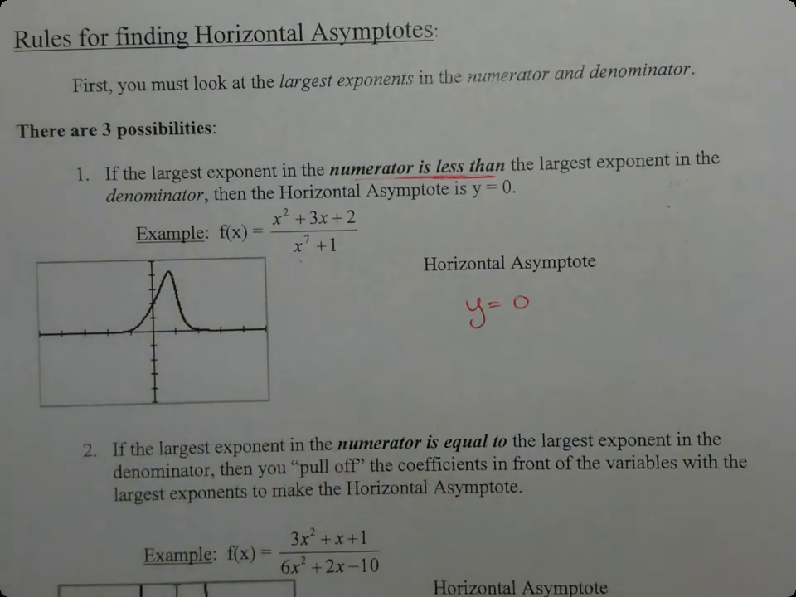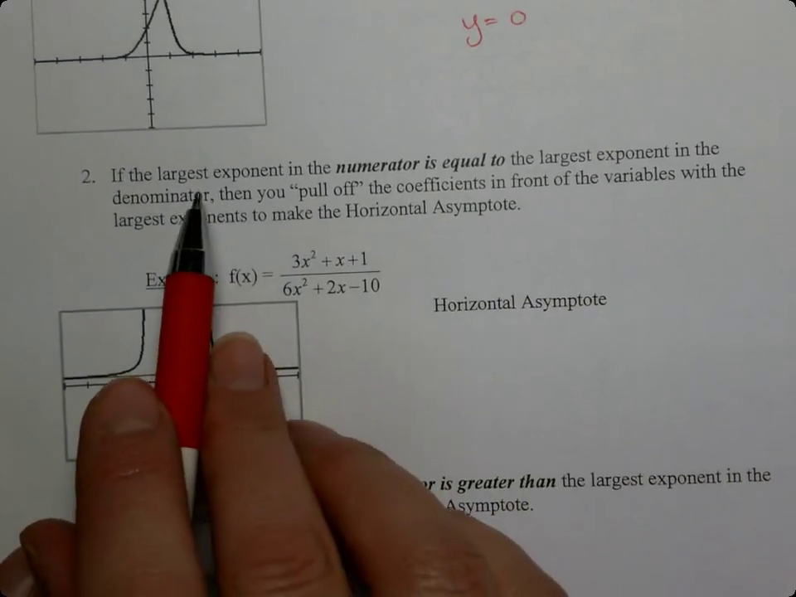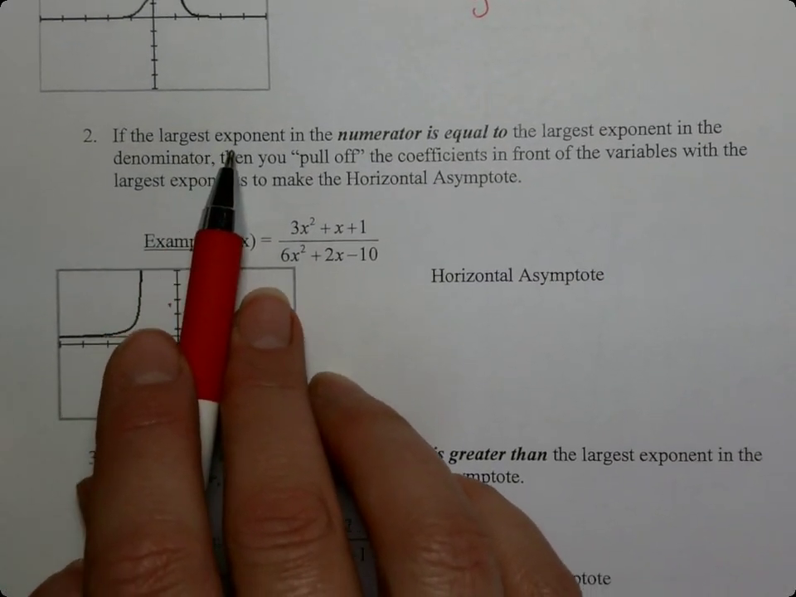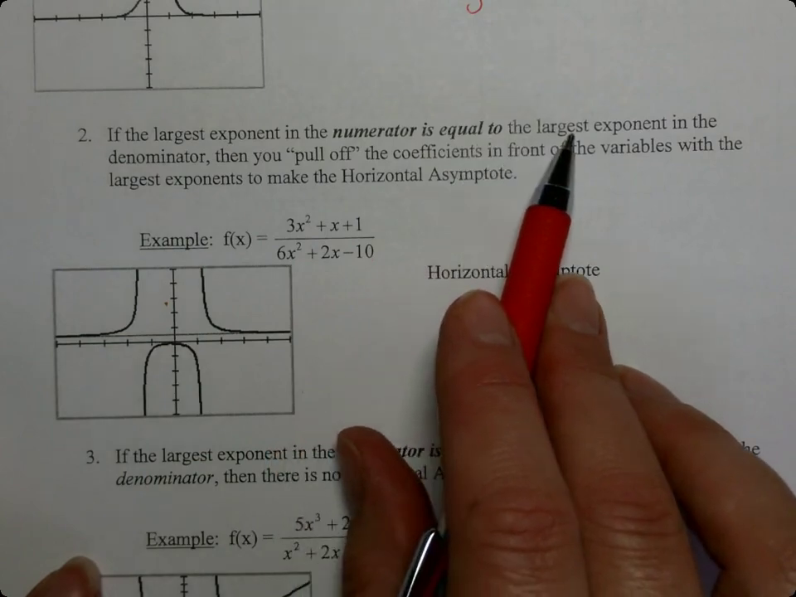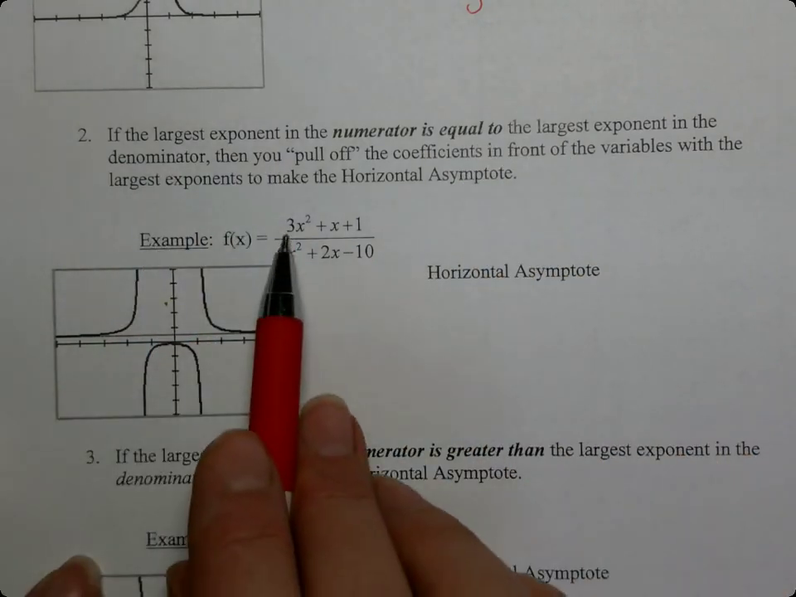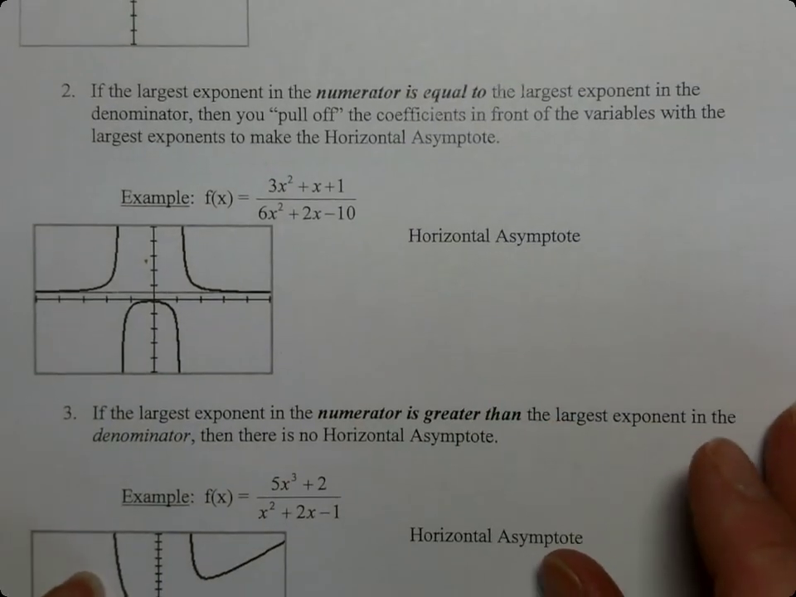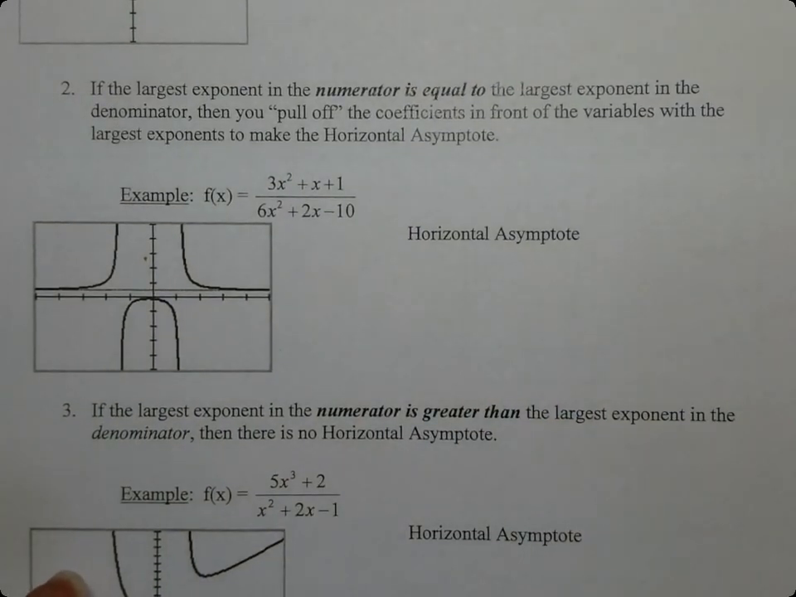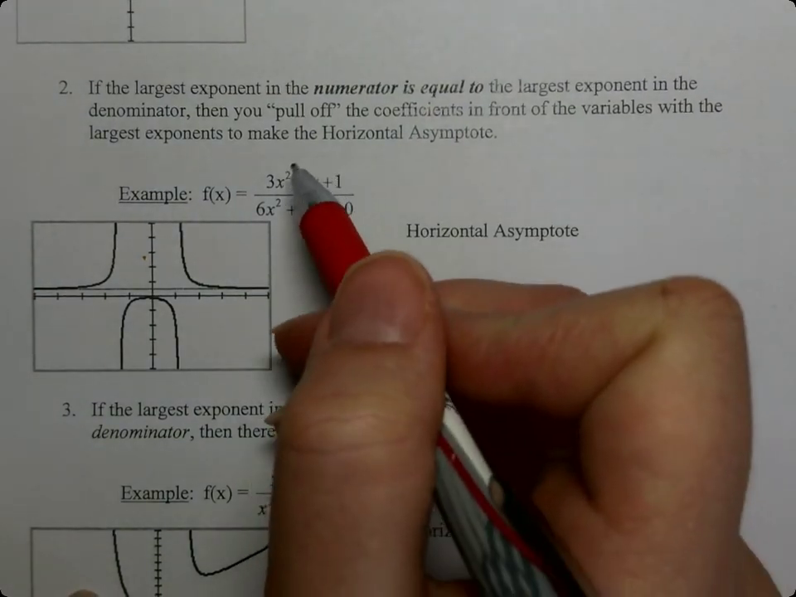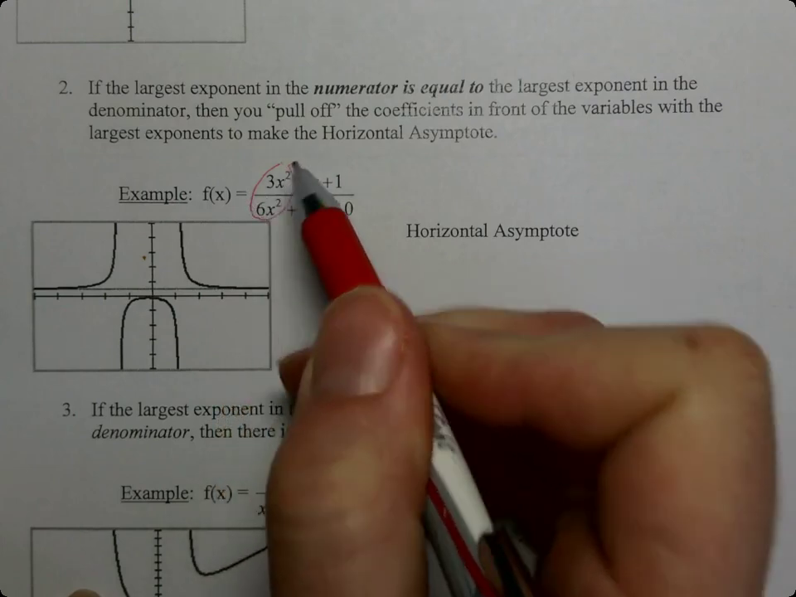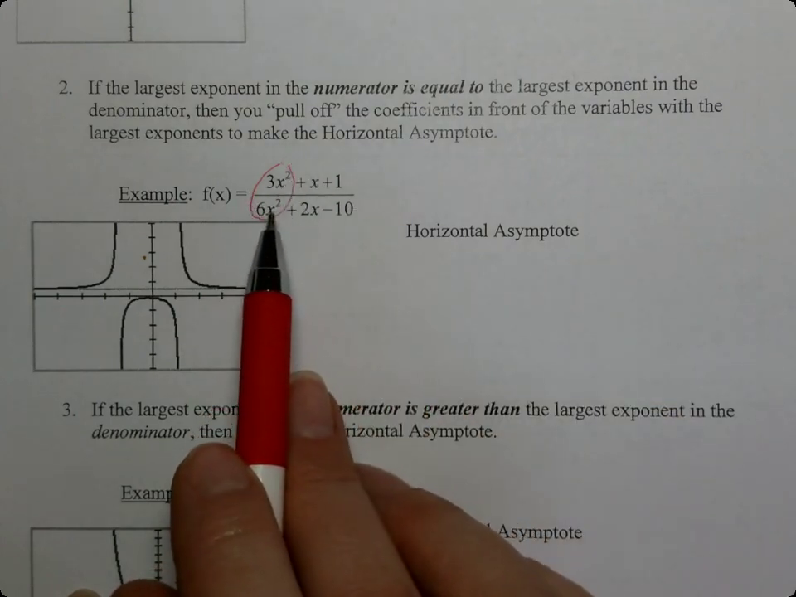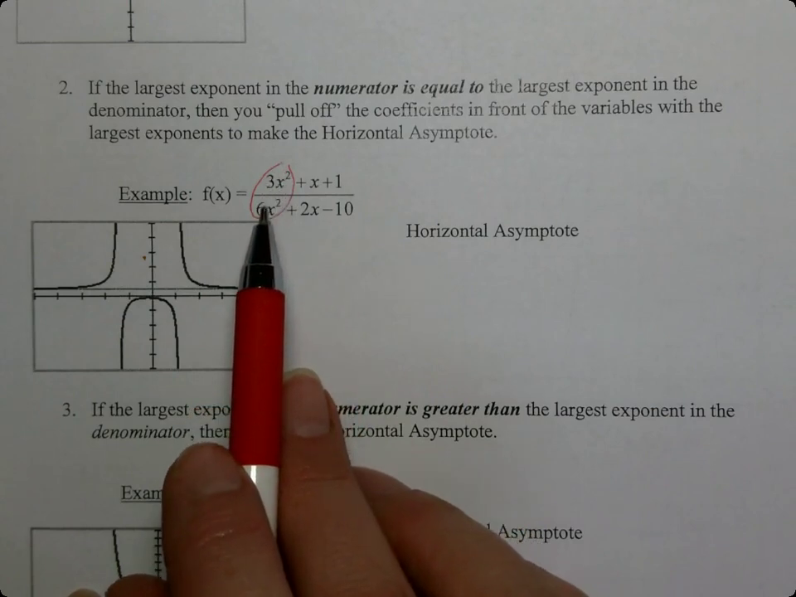Okay. Now, this is the second rule. If the largest exponent in the numerator is equal to the largest exponent in the denominator. You're going to want these in standard form. We want to look at this before it's factored, and if it's already factored, we need to unfactor it. Do you see that my powers are the same?